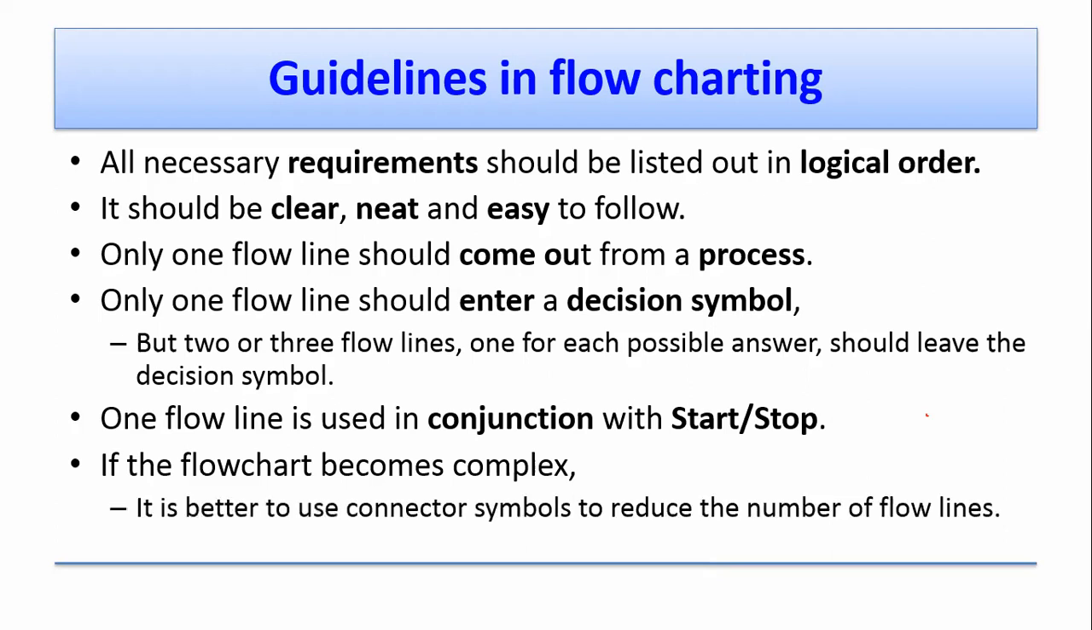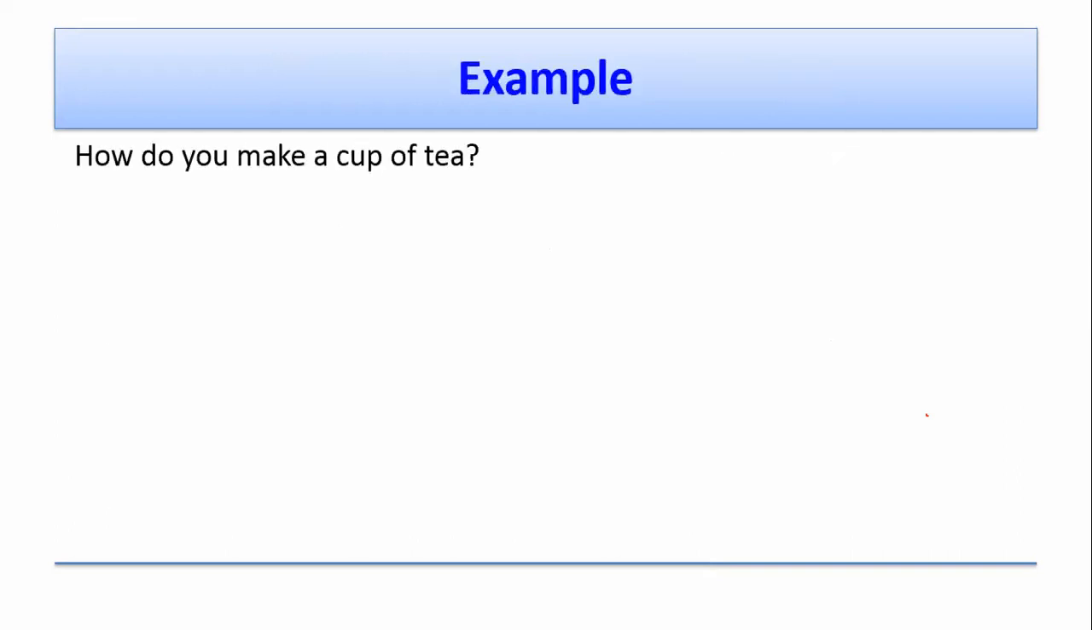The next one is, if the flow chart becomes complex, then it's better to use connector symbols to reduce the number of flow lines. Okay, I'll take the same example: how do you make this cup of tea?